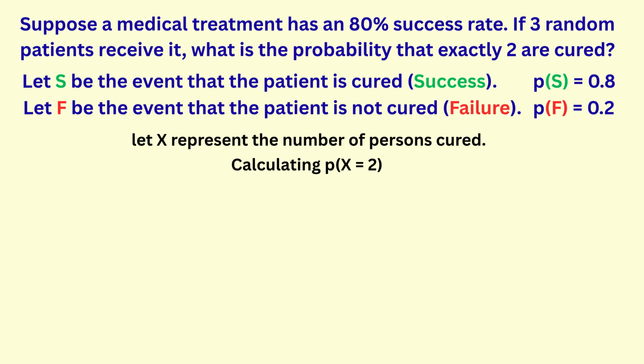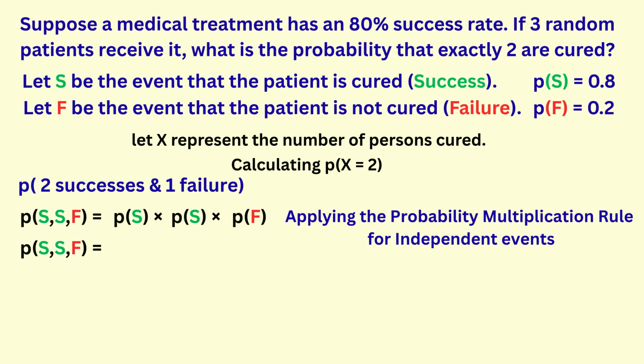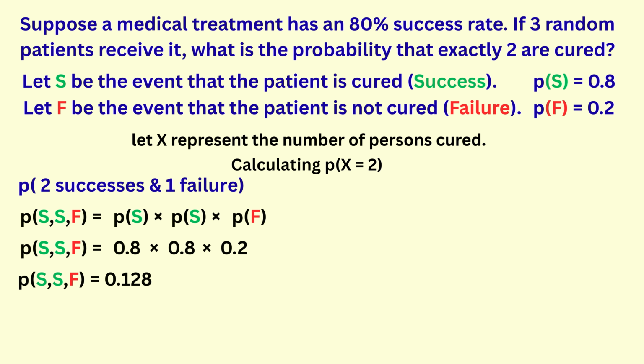We were asked to find the probability that 2 patients were successfully cured out of 3, which means the outcome should have exactly 2 S's and 1 F. The probability of success for one patient is 0.8, while the probability of failure is 0.2. The trials are independent, so by the probability rule of multiplication, we can multiply 0.8 times 0.8 times 0.2 to get the probability of 2 successes and 1 failure, which is 0.128.